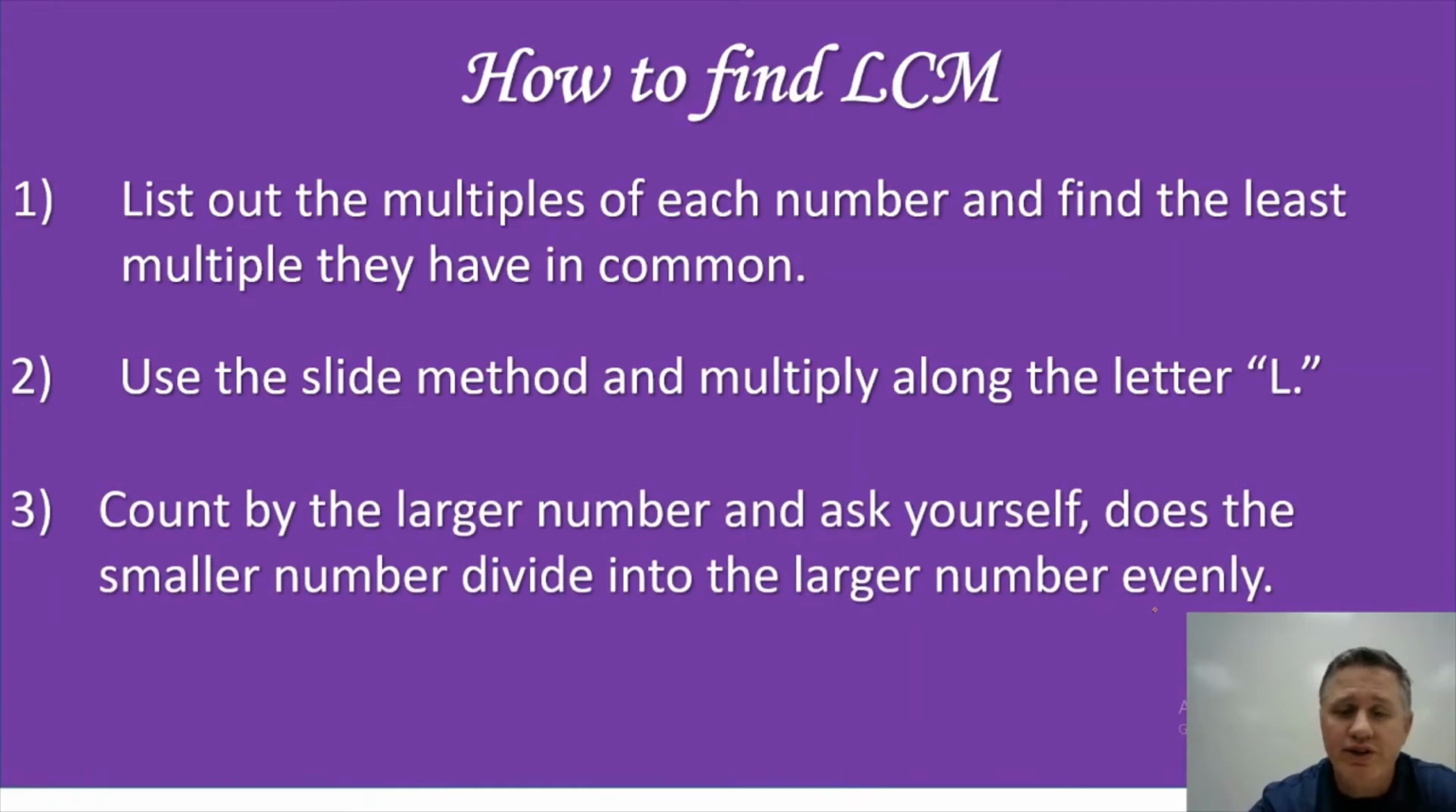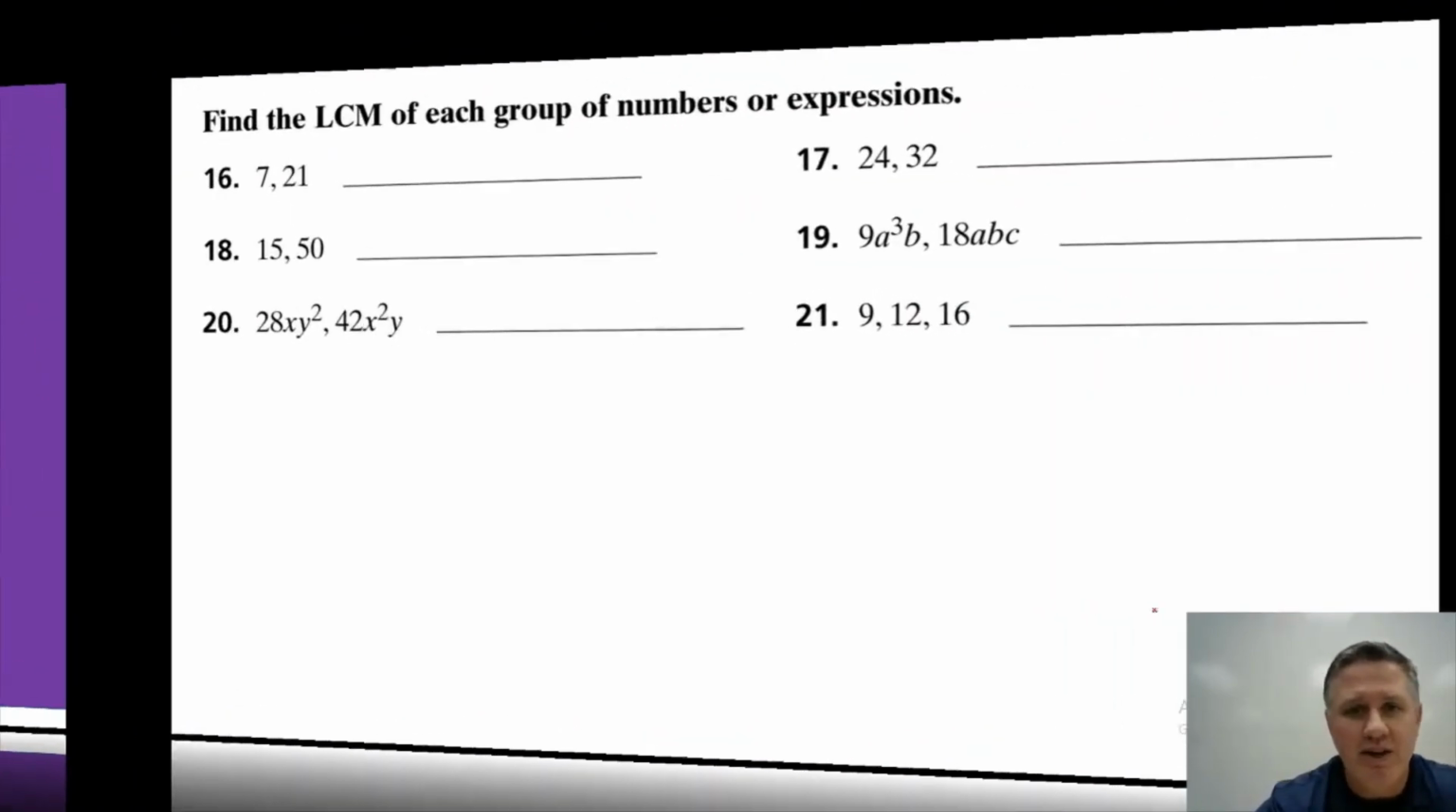Or number three, you could just use your common sense and ask yourself, all right, can the smaller number go into the larger number? And keep counting by the larger number if that doesn't work. And ask yourself every step of the way, does that smaller number go into the next one? Then do it again. Does the smaller number go into the next one? So you'll see what I mean here in a second.